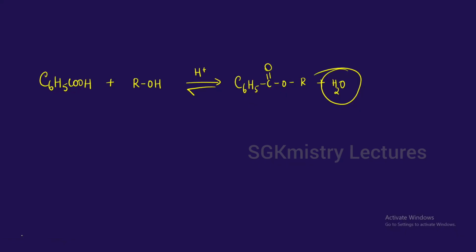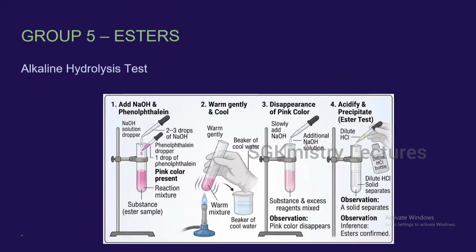Now, we also know that in group 5, there is another class of compounds which may be included, that is the esters. So now let us look into how to perform various tests for the detection of esters and also for the confirmation of the same. The first test is the alkaline hydrolysis test. We take the substance and add 2 to 3 drops of NaOH and 1 drop of phenolphthalein. Obviously the pink color is formed, because phenolphthalein is pink in color, especially in basic medium. So the solution becomes pink.